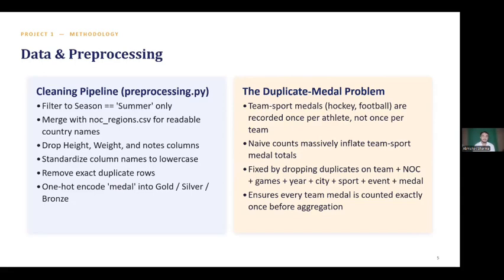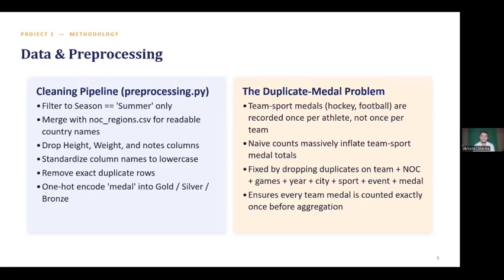After working on Jupyter notebooks, I created three files basically. One is pre-processing.py, another is main.py, and another is helper.py. All the pre-processing work has been done in pre-processing.py. What all I did there: filtered by season and merged two CSVs, the NOC regions CSV and the main 120 years long recorded data.